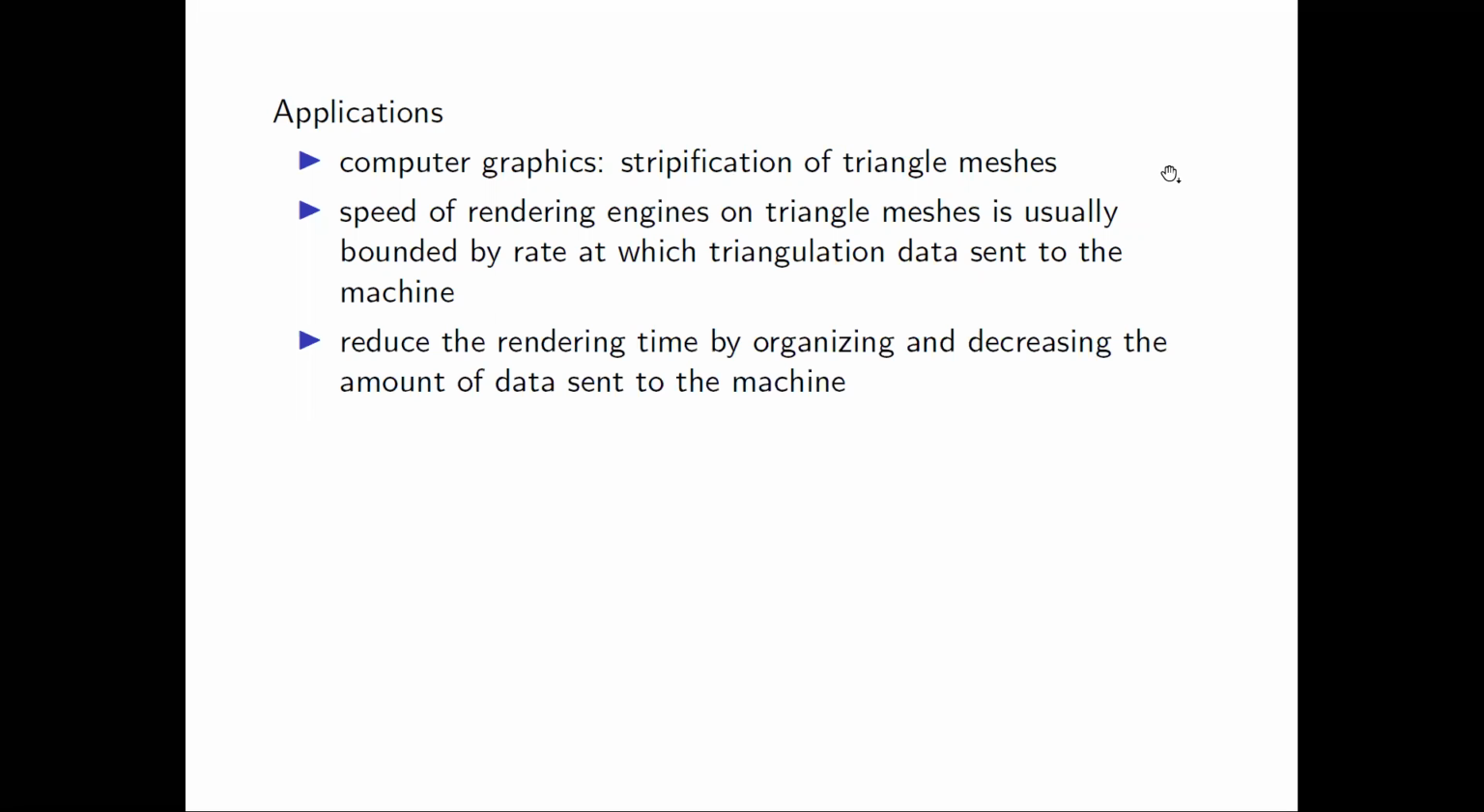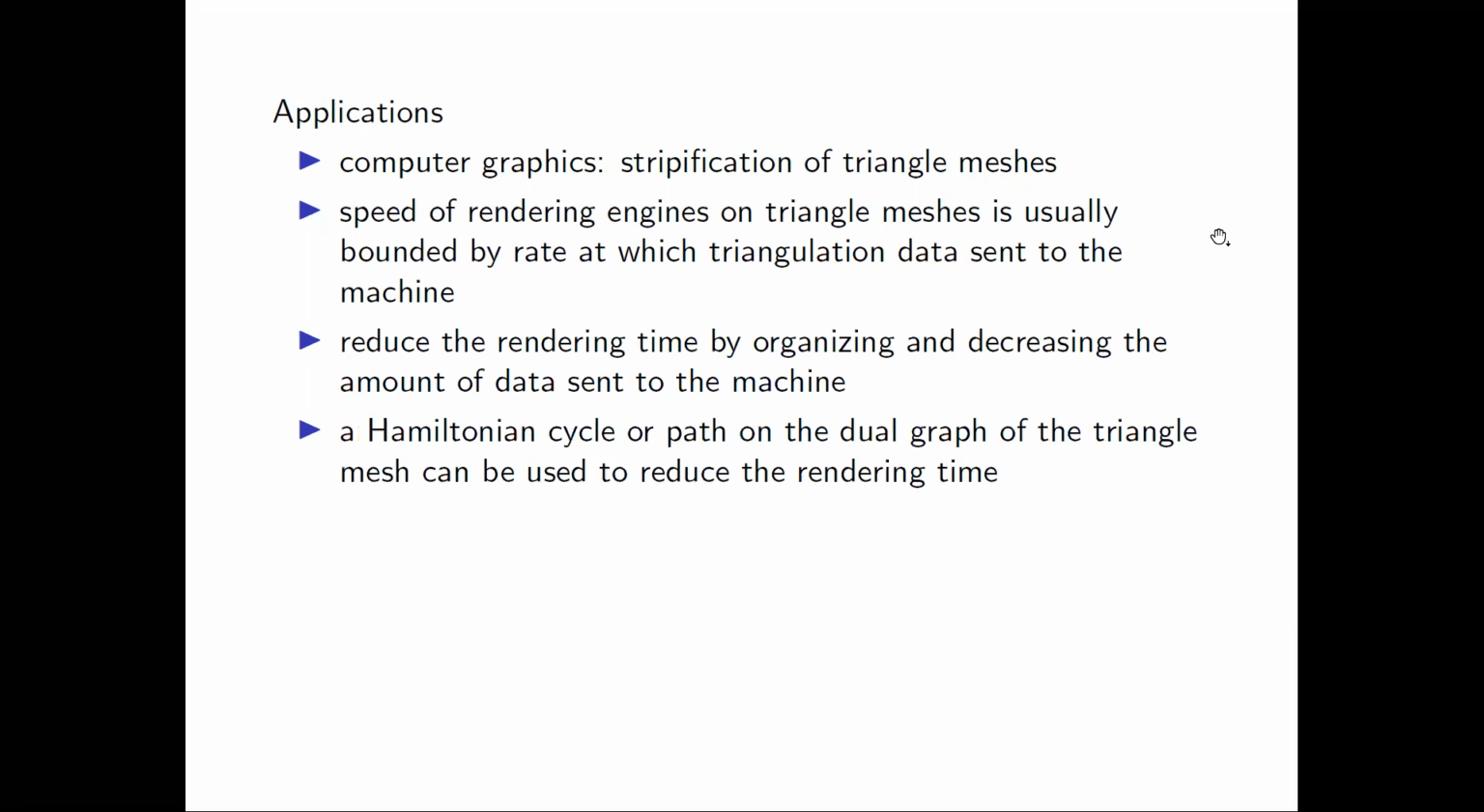And in order to do that, we can better organize the data that's sent to the machine. And that will speed up the rendering time. And in order to better organize the data, we can find a Hamiltonian cycle or a Hamiltonian path on the dual graph of the triangle mesh. And so that's a situation where finding a Hamiltonian cycle or path can help speed up the process time, rendering time for computer graphics.